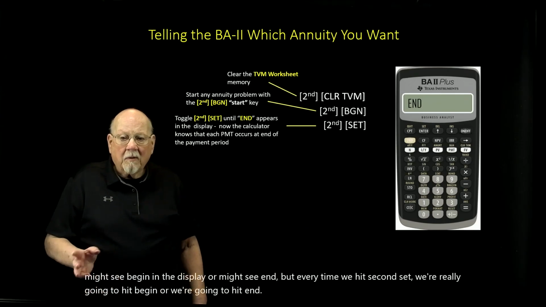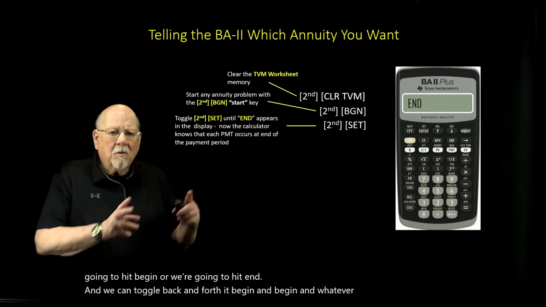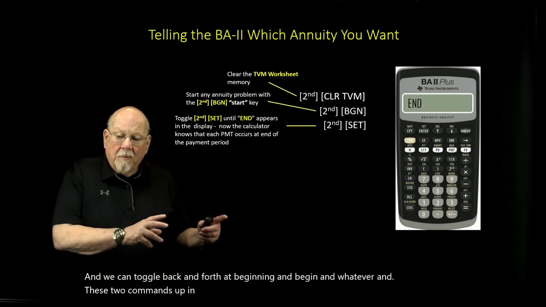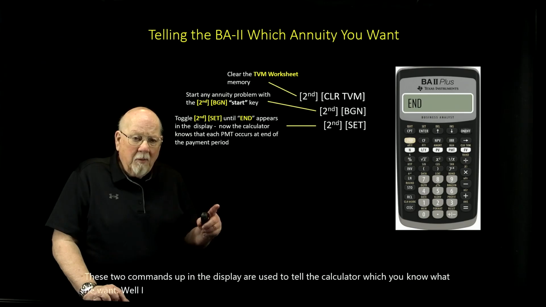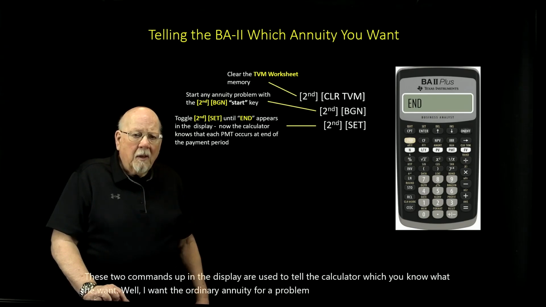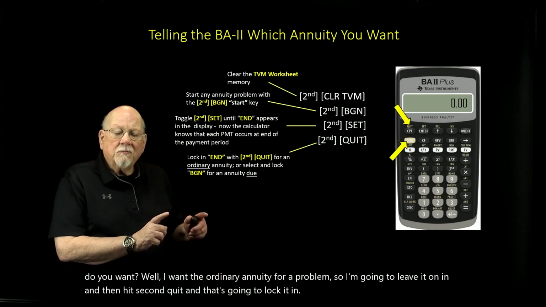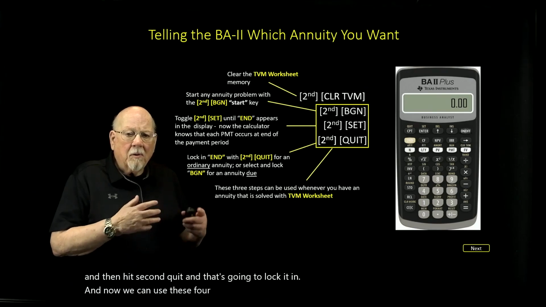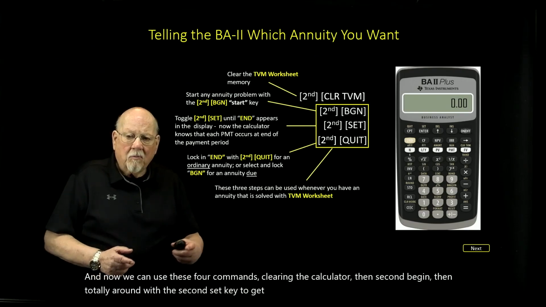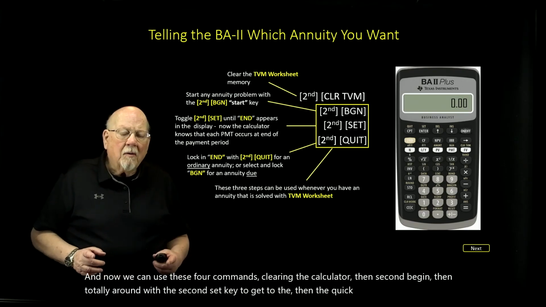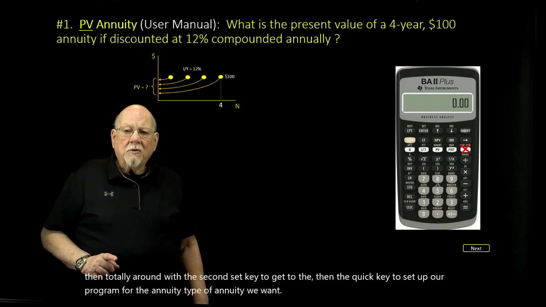We can toggle back and forth. And these two commands in the display are used to tell the calculator which annuity we want. Well, I want the ordinary annuity for this problem, so I'm going to leave it on end, and I'm going to hit second quit, and that's going to lock it in. So now we can use these commands: clearing the calculator, then second begin, then toggling with the second set key, then getting to the quit key, to set up our program for the type of annuity we want. So we begin with our first problem.